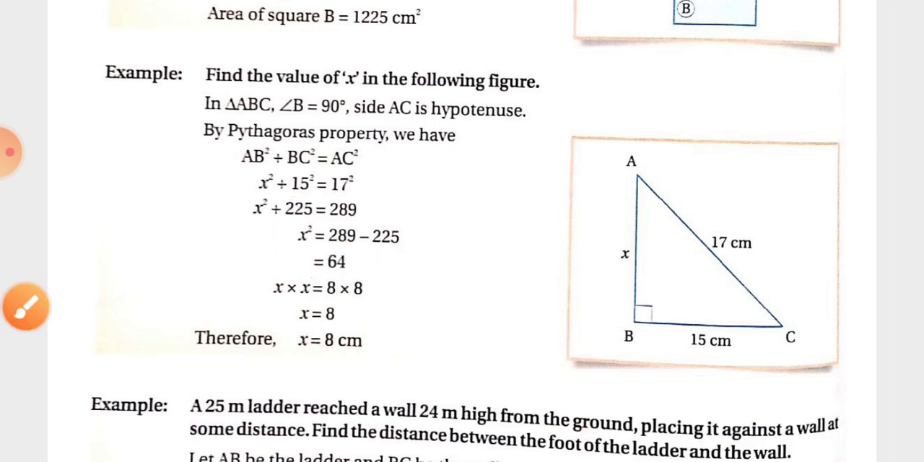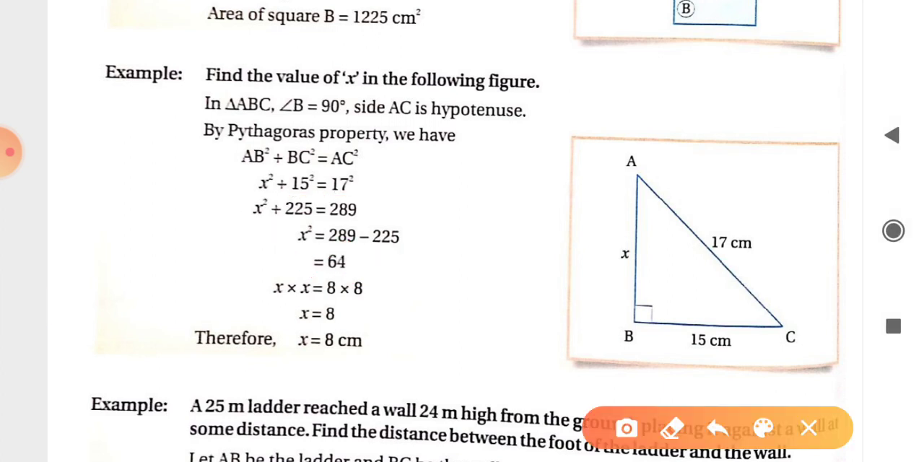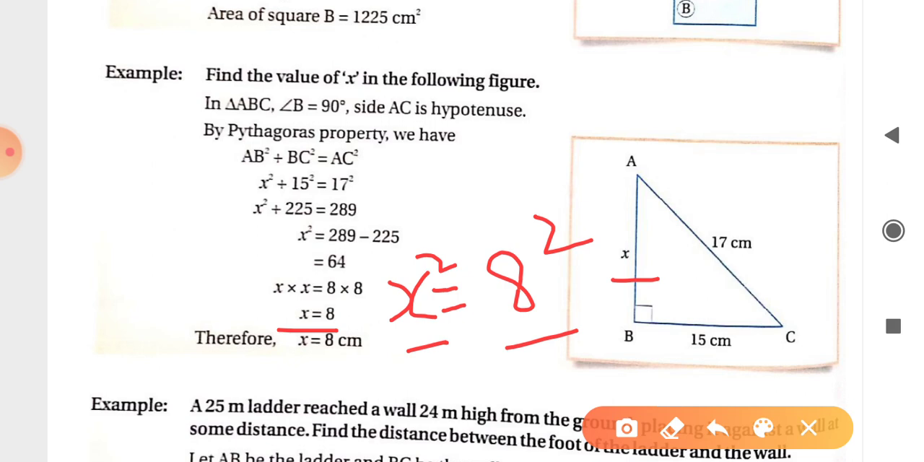And 64 is a square of 8. Then we can write x square is equal to 8 square. So when powers are the same, then bases are equal. So we can say that x is equal to 8. So x is equal to 8 centimeter is the value of AB.